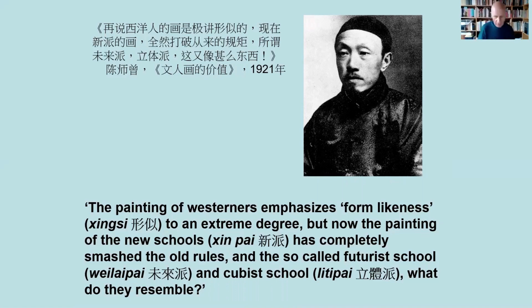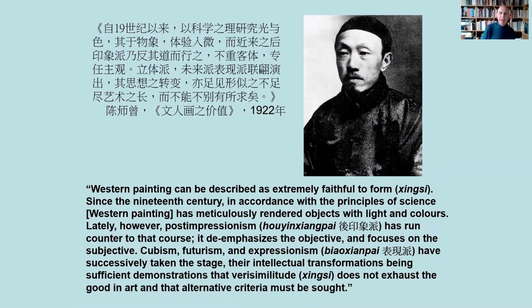In 1922, a revised and expanded classical Chinese version of the passage adds more detail, and I should say that my translation here is a slightly modified version of that originally made by Ida Yuan Wong. "Western painting can be described as extremely faithful to form. Since the 19th century, in accordance with the principles of science, Western painting has meticulously rendered objects with light and colors. Lately, however, post-impressionism has run counter to that course. It de-emphasizes the objective and focuses on the subjective. Cubism, Futurism, and Expressionism have successfully taken the stage, their intellectual transformations being sufficient demonstration that verisimilitude does not exhaust the good in art, and that alternative criteria must be sought."